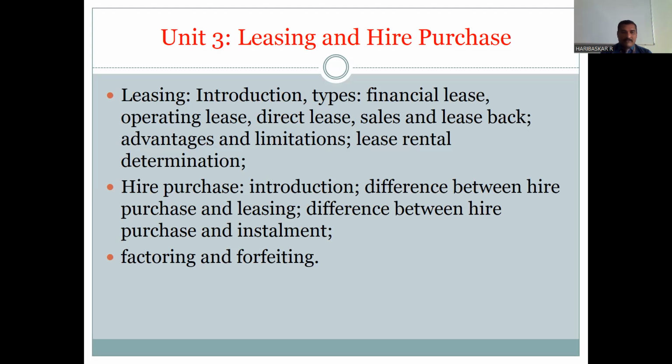And second part of unit number 3, we are going to discuss about hire purchase. What is meant by hire purchase? How the hire purchasing is different from leasing. Okay, and how the hire purchase is different from installment. So all those concepts we are going to discuss in detail in unit number 3.